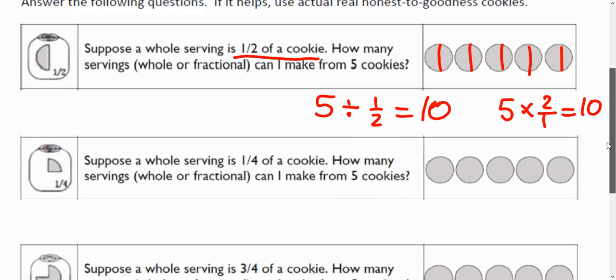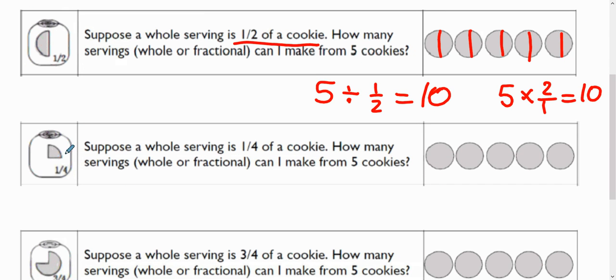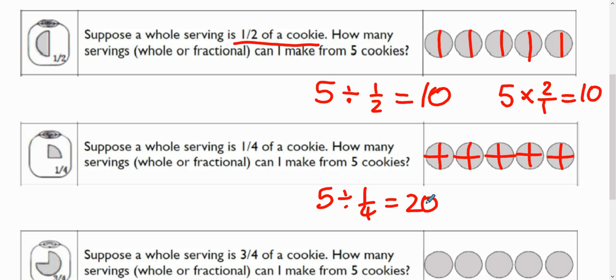And I'm sure that you went ahead and said, oh, look, there are servings, right? 1, 2, 3, 4, 8, 20. There are 20. 5 divided by 1/4 is 20. I hope that you were able to do that.